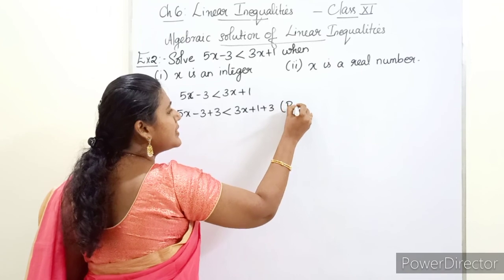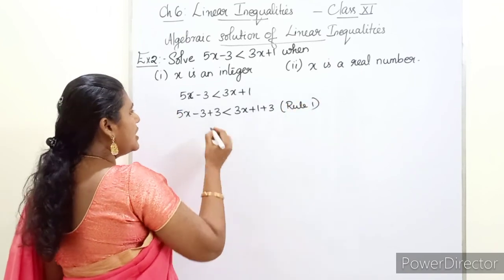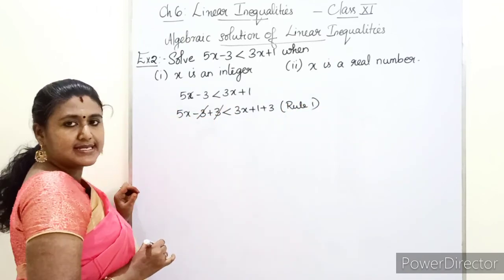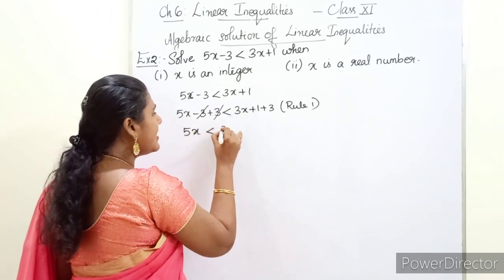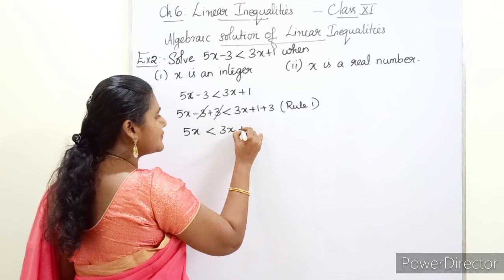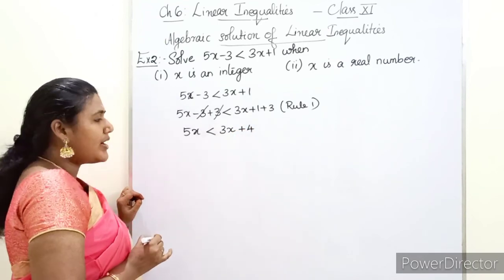So this is as per rule 1. This is the first rule. So what will happen? This plus 3 minus 3 will get cancelled and you will get 5x is less than, here we will simplify, 3x plus 4. Okay, now what we have to do?